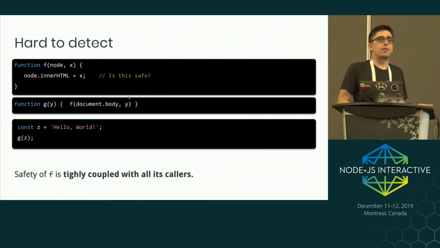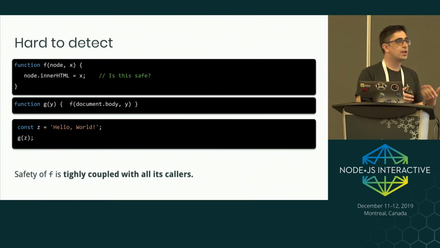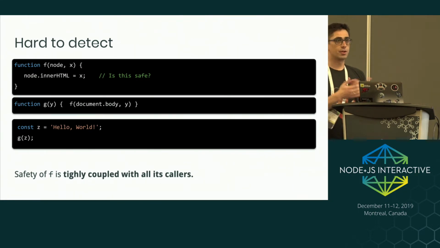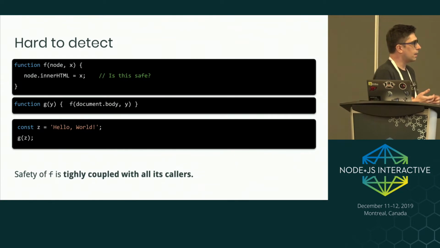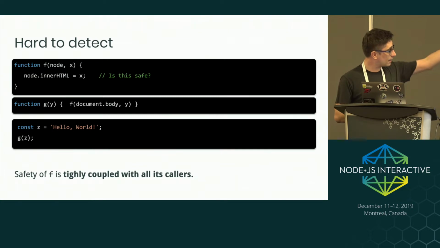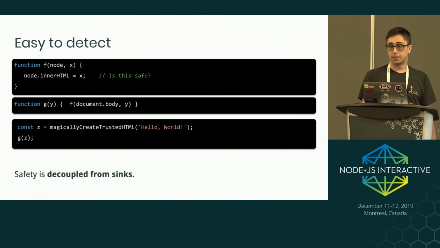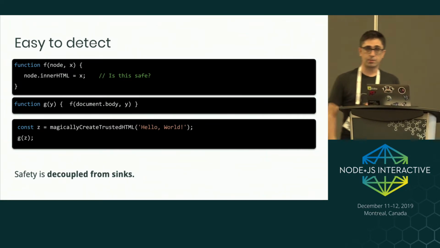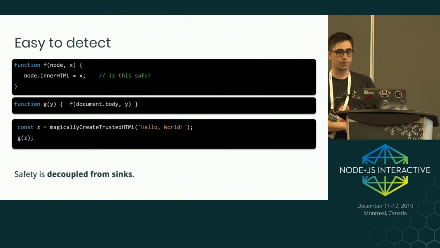Did we actually change anything for security? Because we're just changing the contract of a given function, we're changing the signature of it. But the very important change here, which is actually fundamental, is that when enabling trusted types and having the exact same code here, if we change this assignment to magically create a trusted HTML value, the safety becomes decoupled from the sinks, from those potentially dangerous functions.